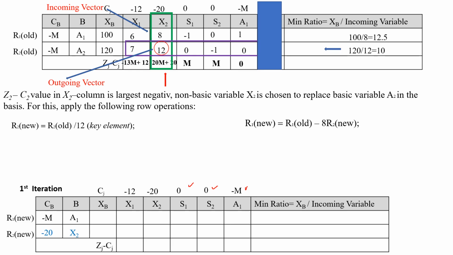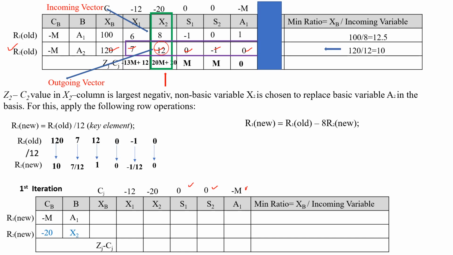First we have to look at the first row operation, that is R2 new equals R2 old divided by the key element. Here the key element is 12. So first we write the old elements in R2, that is 120, 7, 12, 0, minus 1, 0. Then divided by 12, it is R2 new.